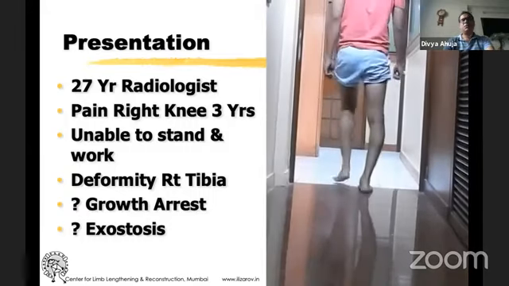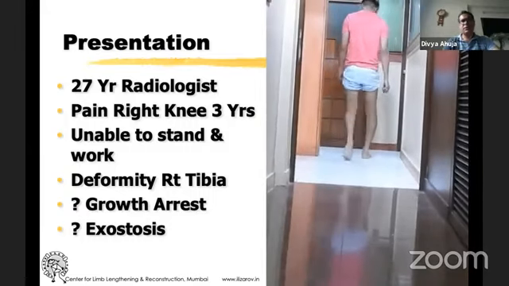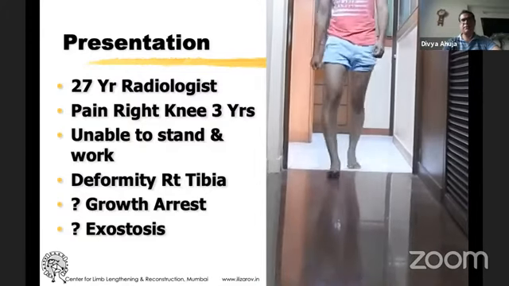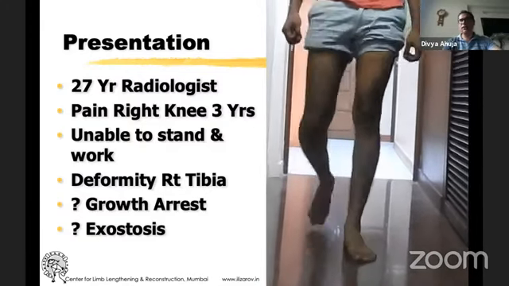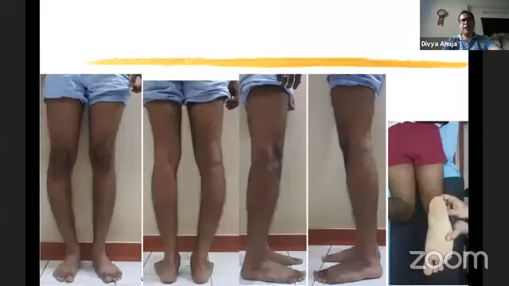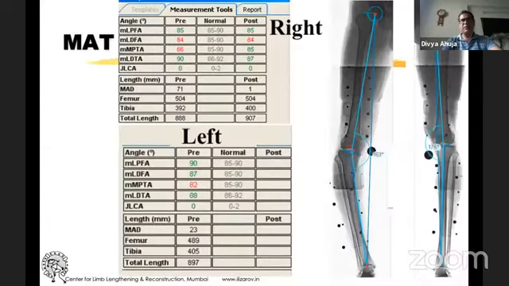The cause for the deformity was probably a growth arrest, or there was some growth there, like an exostosis, but this was not a hereditary exostosis. And he had this varus. It looks like proximal tibia procurvatum as well, but hardly any flexion deformity.